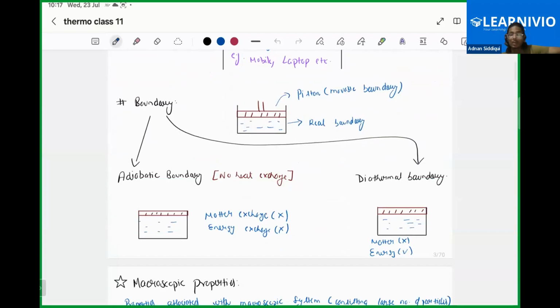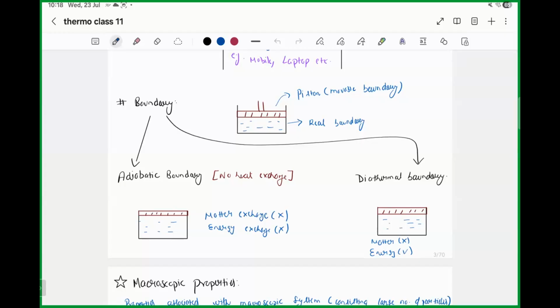We have talked about this term boundary. We have two or three types of boundaries. The adiabatic boundary is where no heat exchange is taking place. If your boundary is adiabatic, then matter as well as energy won't exchange between the system and surrounding. But if you are talking about a diathermal boundary, then matter won't be able to exchange, but energy will. And you can consider a piston as a boundary. I think you told me in the previous class, you know what a piston is. The piston is something that is movable. So it is another sort of boundary, basically.